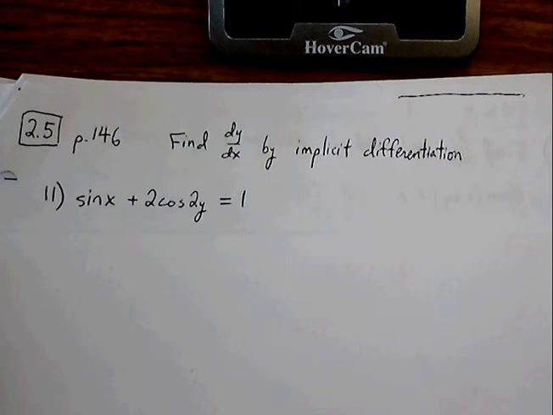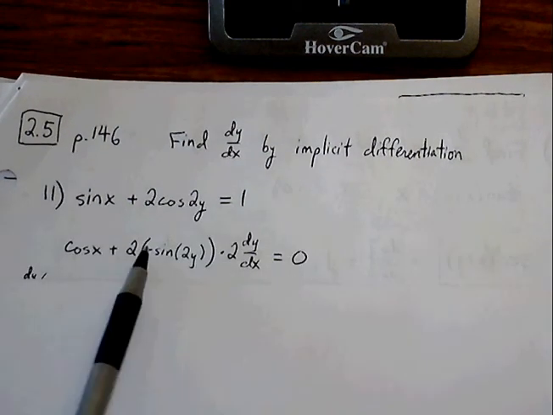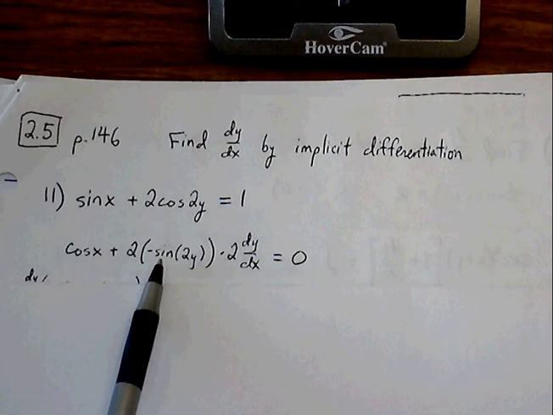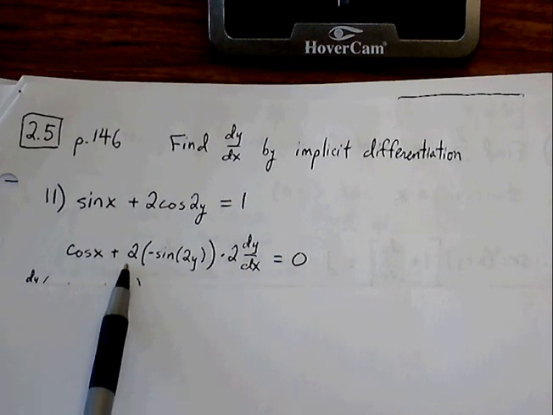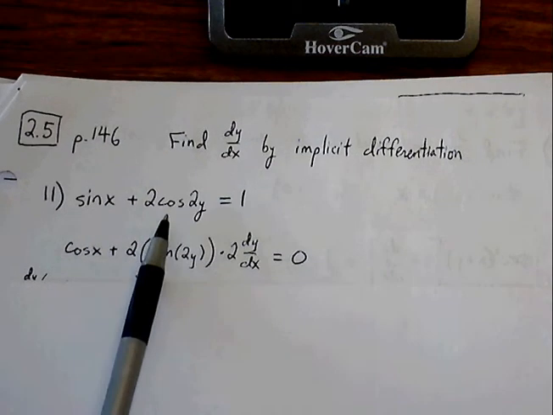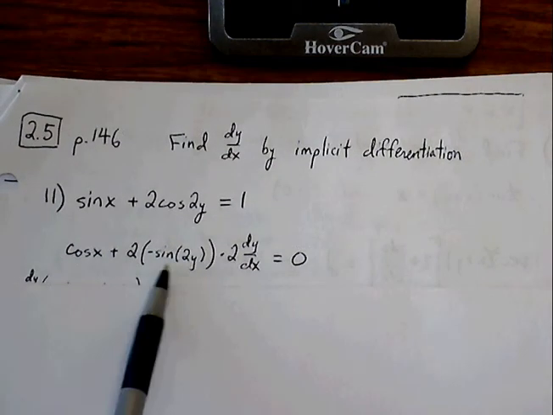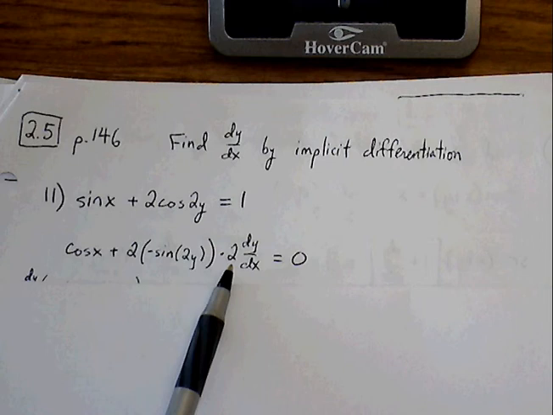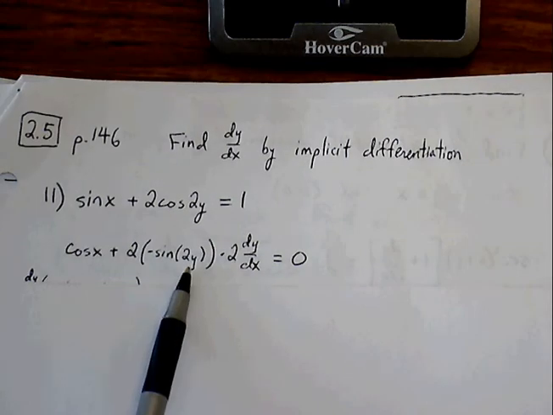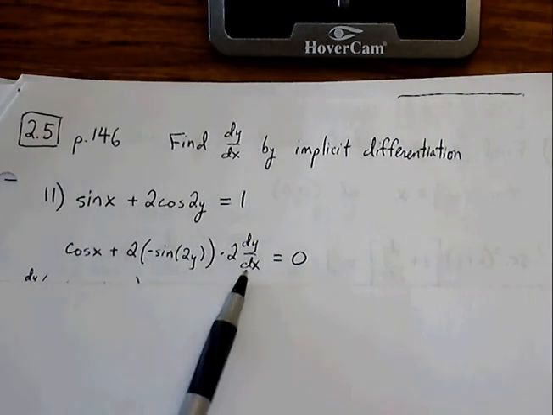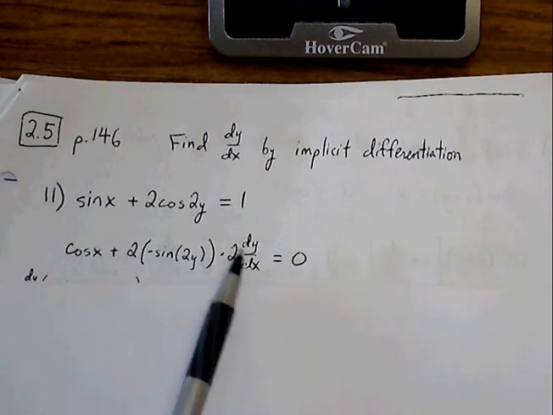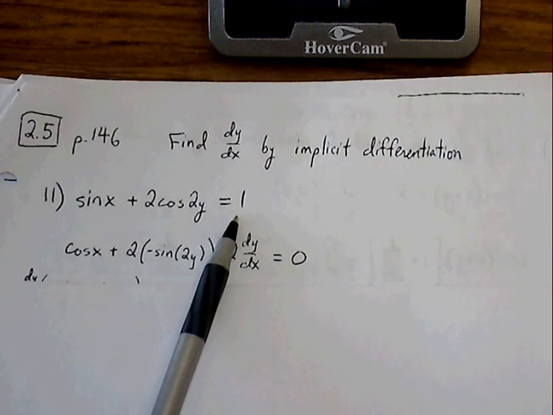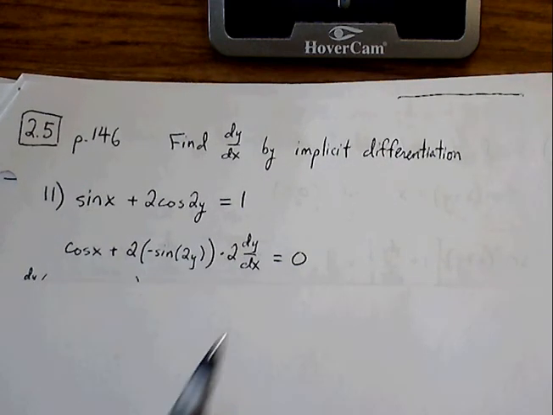Sine becomes cosine. Cosine of 2y becomes negative sine of 2y, with the 2 staying as leading coefficient without changing. So the derivative of cosine of u is negative sine of u times u prime. But because we're involving a derivative for this variable y, we have to attach dy dx. And finally, on the other side, we don't want to forget the constant. Its derivative will go to 0.